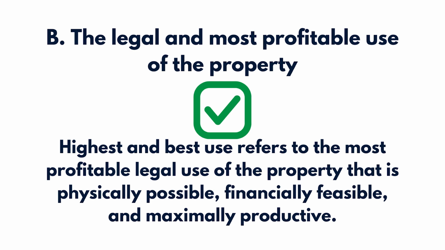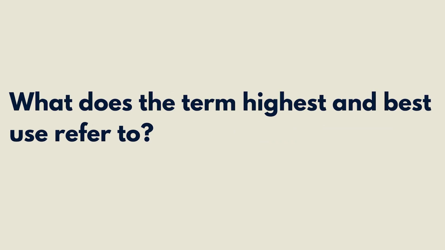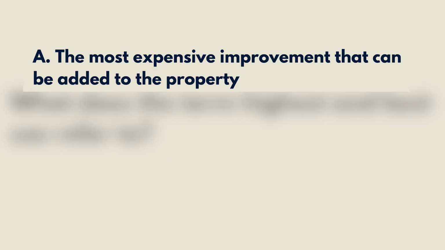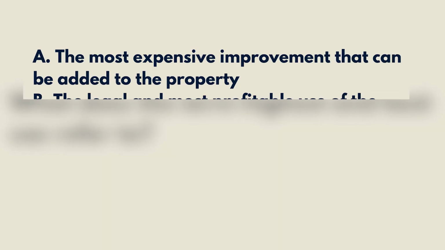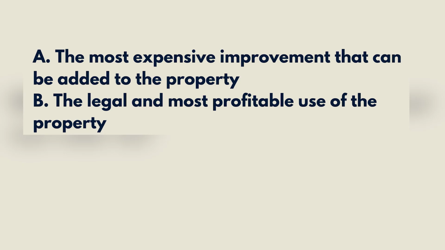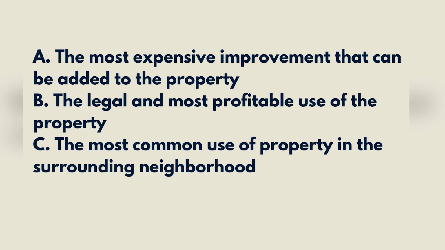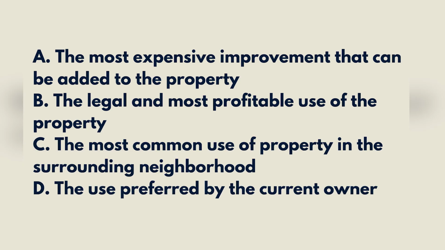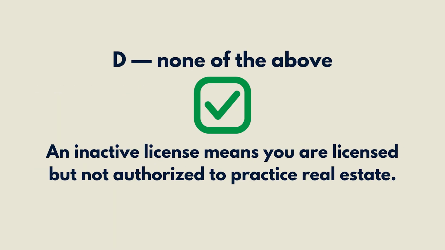Let's try one more question. Question 5. What does the term highest and best use refer to? A. The most expensive improvement that can be added to the property. B. The legal and most profitable use of the property. C. The most common use of property in the surrounding neighborhood. D. The use preferred by the current owner. The correct answer is B. Highest and best use refers to the most profitable legal use of the property that is physically possible, financially feasible, and maximally productive.